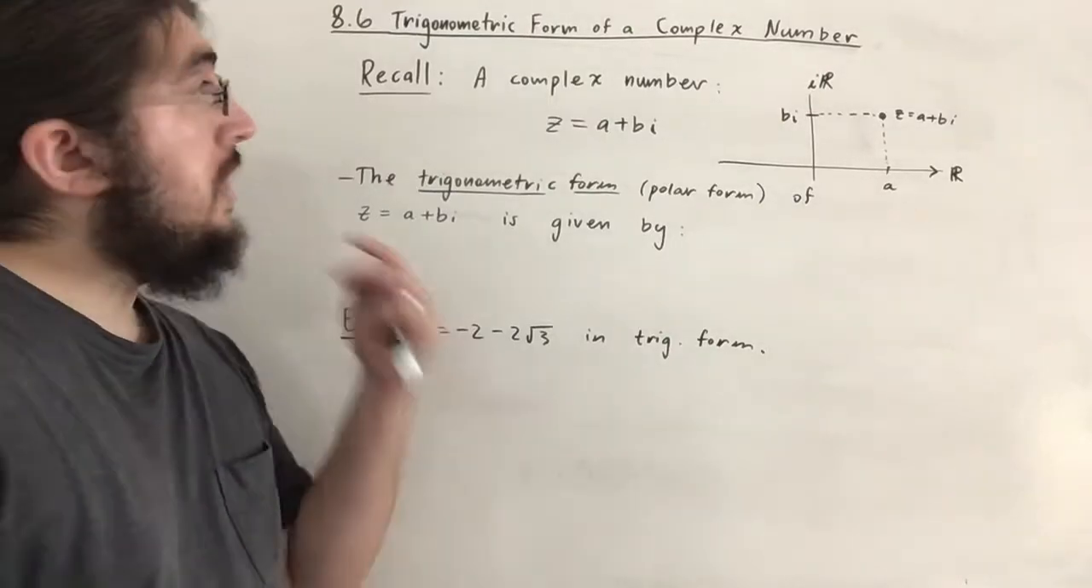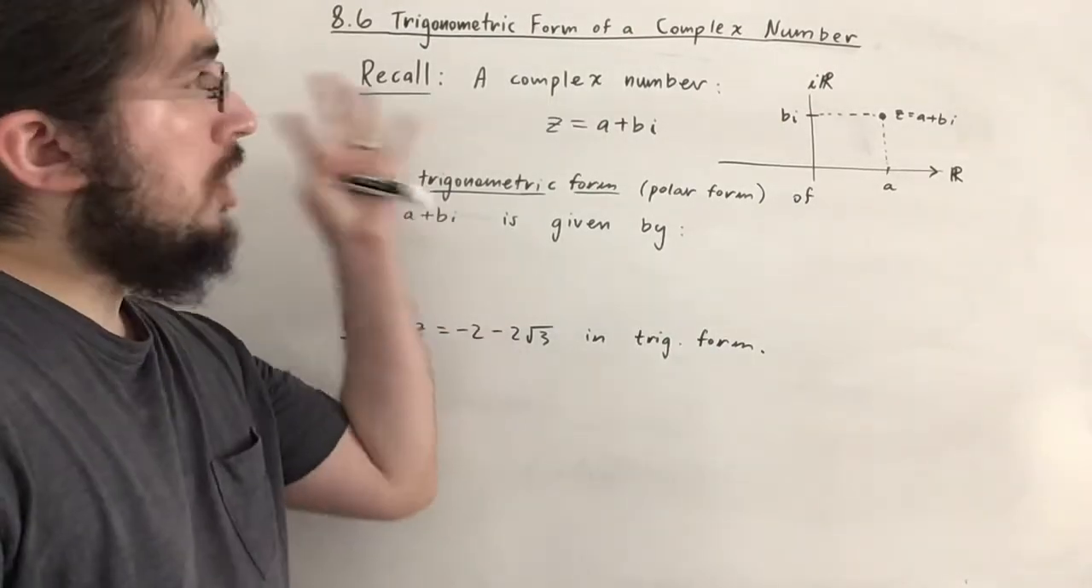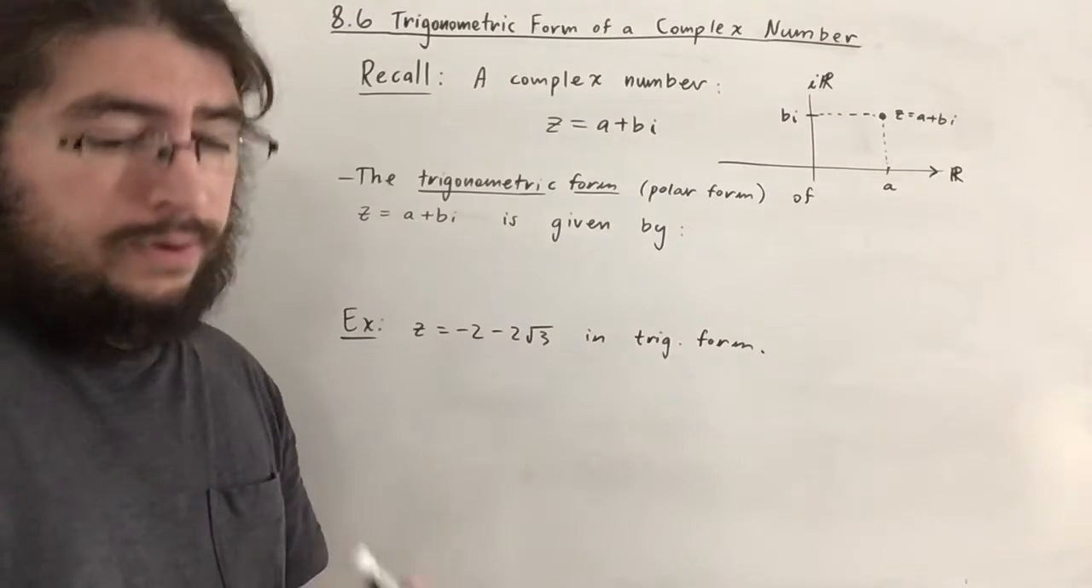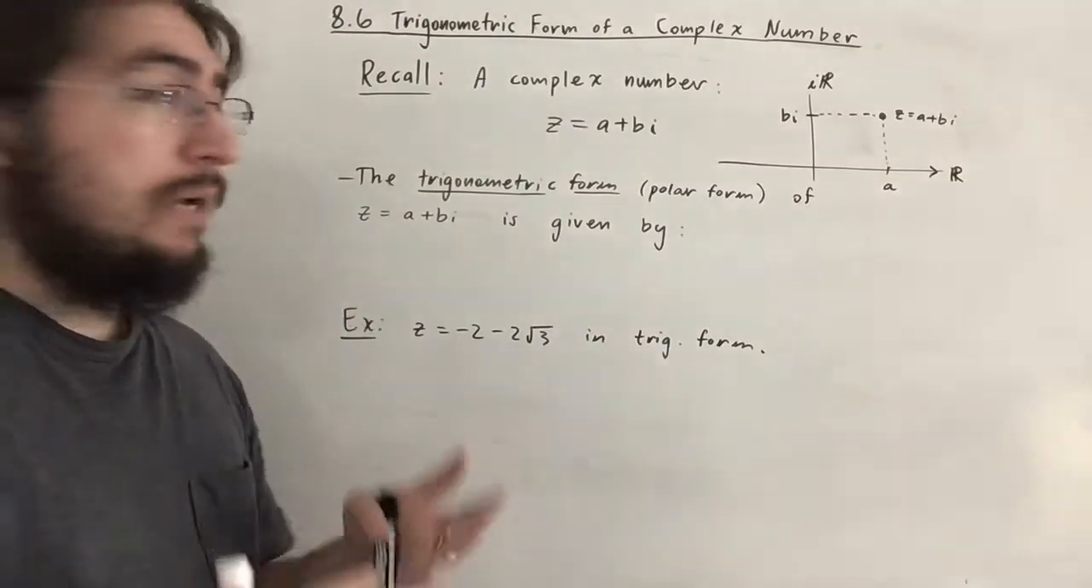Hello everyone, here is chapter 8.6, which is entitled Trigonometric Form of a Complex Number. There's quite a bit to discuss, so let's just get right to it.